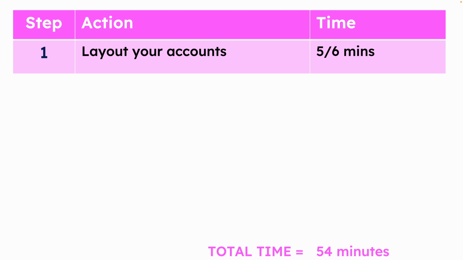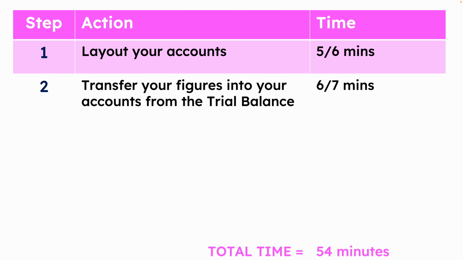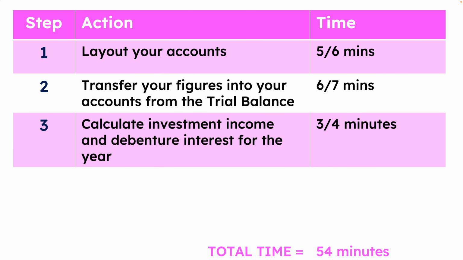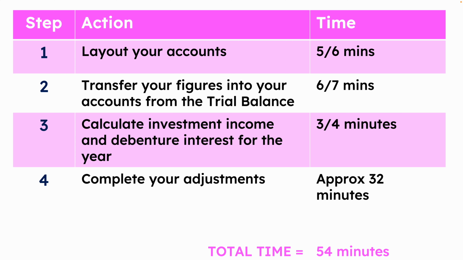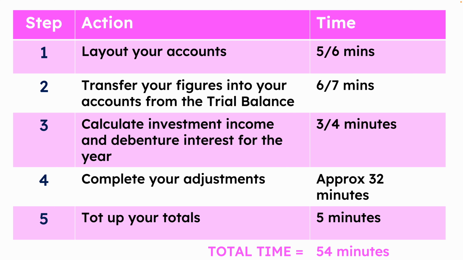Step 1, lay out your accounts, 5 or 6 minutes. Step 2, transfer your figures into the accounts from the trial balance, 6 or 7 minutes. Step 3, calculate the investment income and debenture interest for the year, which will take 3 or 4 minutes. Step 4, complete the adjustments, which will take approximately 32 minutes. And step 5, tot up your totals for another 5 minutes.